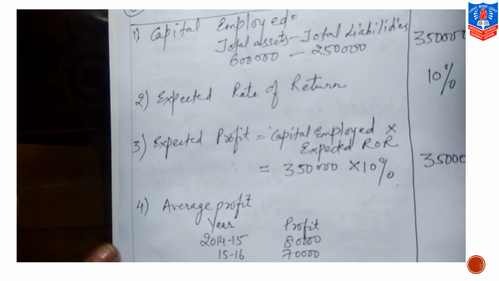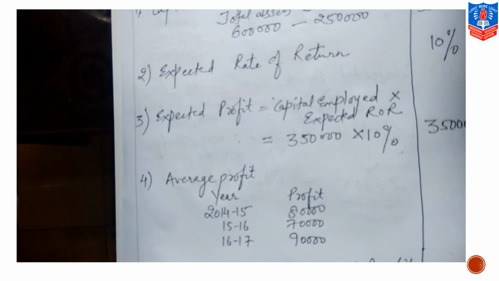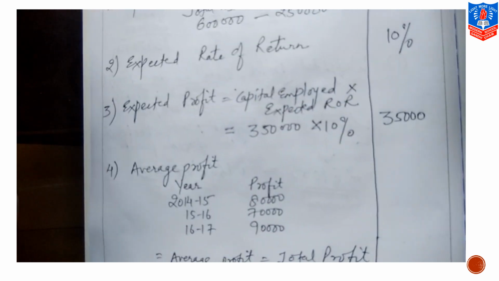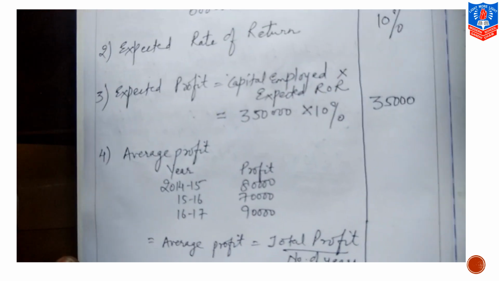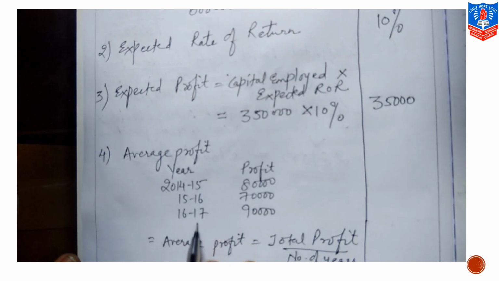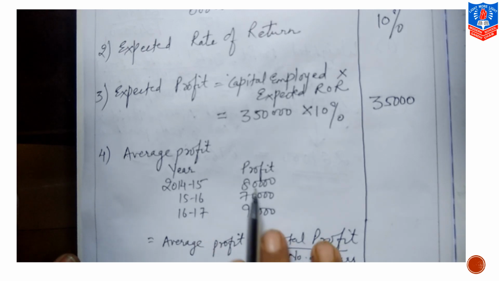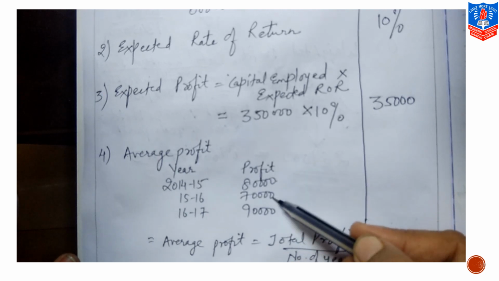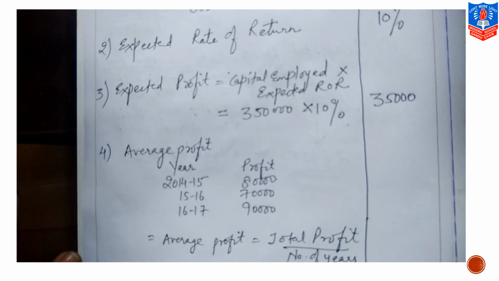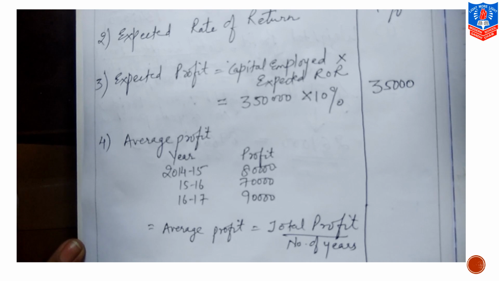Let's go to step number 4. In step number 4, we are supposed to calculate average profit. 3 years information is already given in the question: 2014-15, 2015-16, 2016-17, with profits 80, 70, 90. You can see 80, after that 70, decreasing. So simple average profit is applicable here, as there is fluctuation in profit.